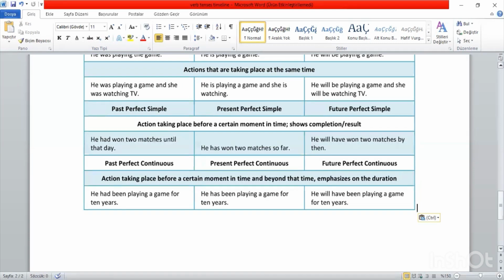For example, for past perfect continuous, we say he had been playing a game for 10 years. So how long? For 10 years. We can see the answer, right?